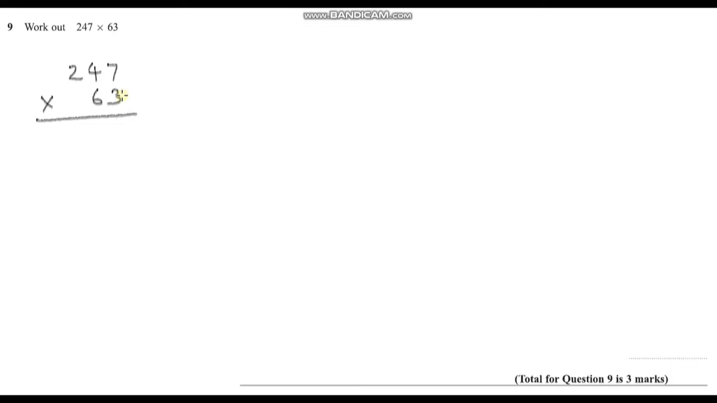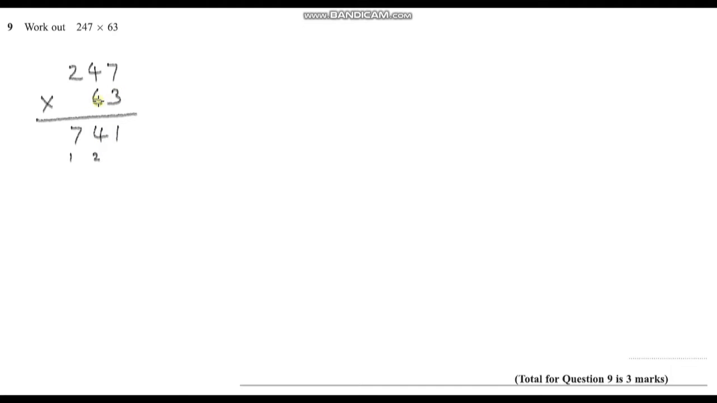So I start off with the units. So 7 times 3 is 21. So we do the 1 here, we carry the 2. And then 4 times 3 is 12, plus 2 is 14. So we put the 4 there, carry the 1. And then 2 times 3 is 6, plus the 1 is 7. So we've dealt with the 3s.